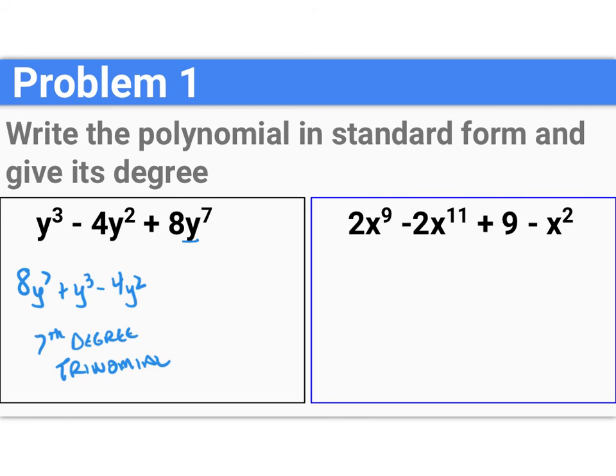Okay, so we got nothing in common. So the 11 is the highest term, negative 2x to the 11th plus 2x to the 9th minus x squared plus 9. Everything, 11, 9, 2, is in order. So you have an 11th degree. 4 terms makes it a polynomial.